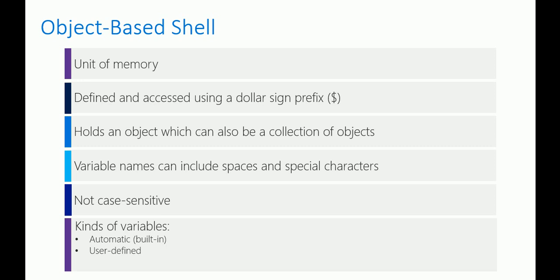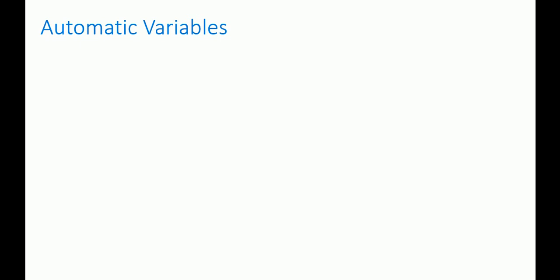The variable name can include special characters and is not case sensitive. There are two kinds of variables: automatic, which is called built-in, and user-defined variables. We have two types of variable: built-in and user-defined.